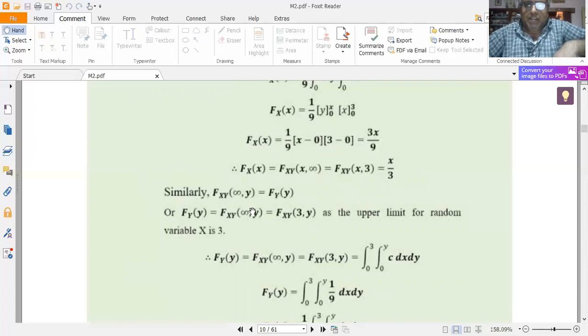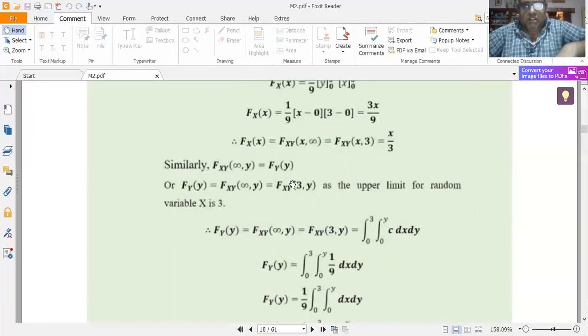Now I have to calculate. For the first part, the fourth computation is over. Now I have to find Fxy of infinity comma y. Fxy of infinity comma y is nothing but Fy of y only. Again, this is a general definition. Now I need to convert the general definition into the actual definition as per the problem statement.